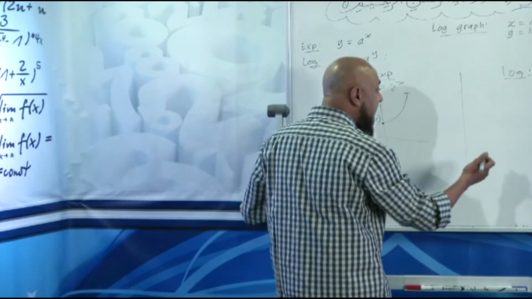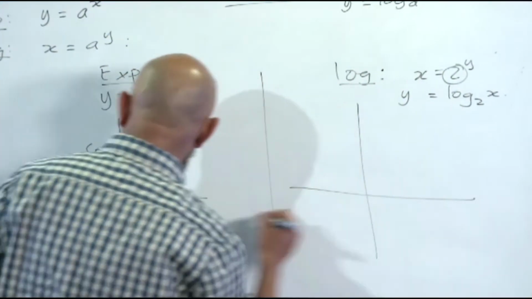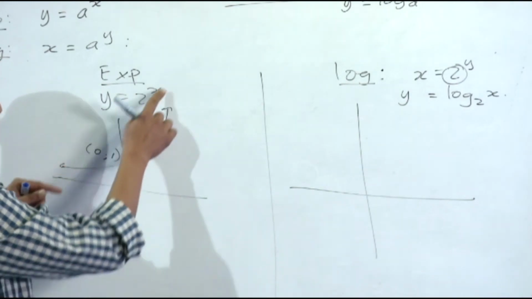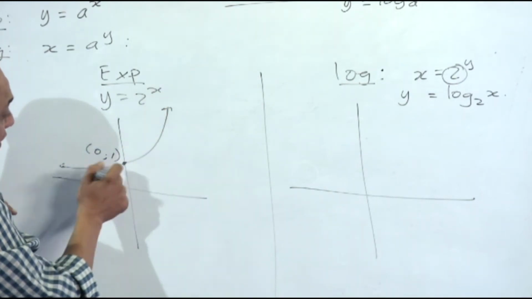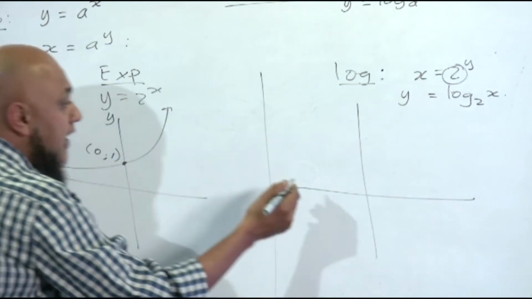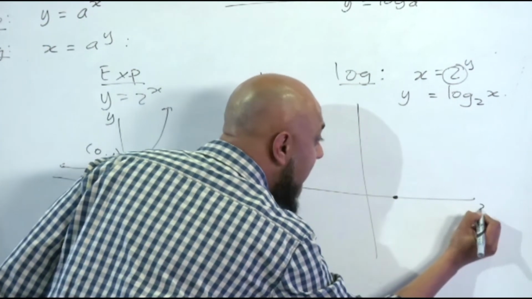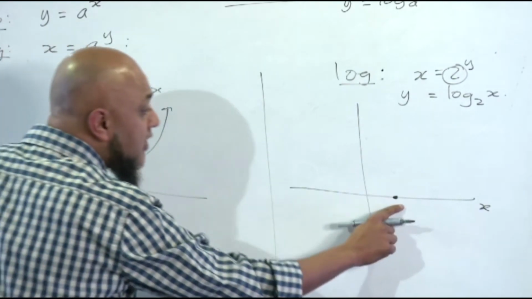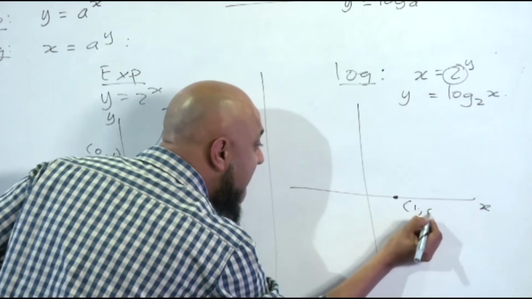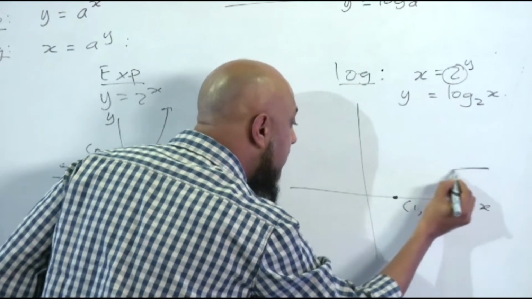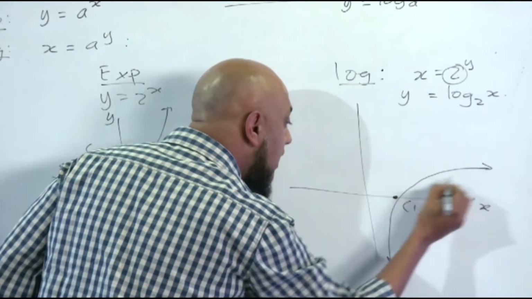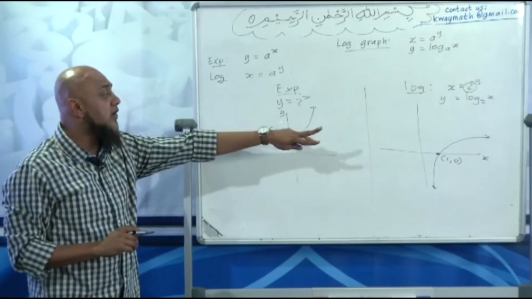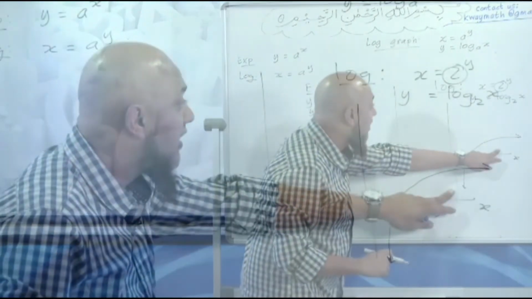Now, how do we sketch the graph? If they are inverse functions, grade 12s, and the exponential graph has only one y-intercept, the log graph will have only one x-intercept. Where this point is (0;1), the coordinate here would be (1;0). So the log graph would go in that direction, going through the point (1;0). So they are your inverse functions. A positive log graph will look like that.